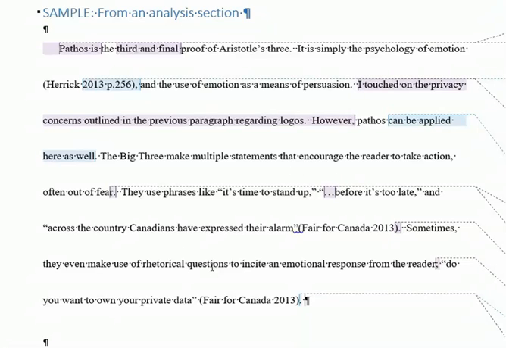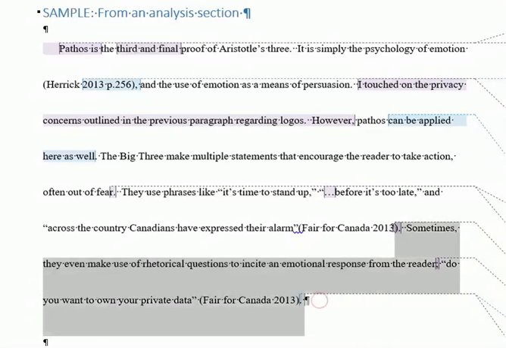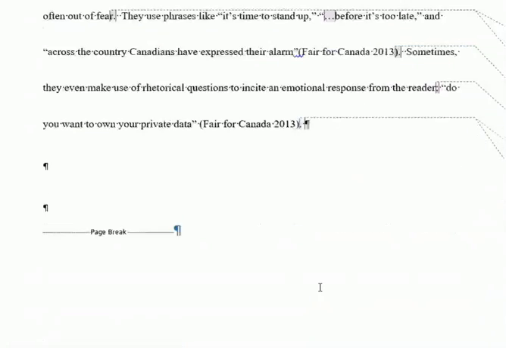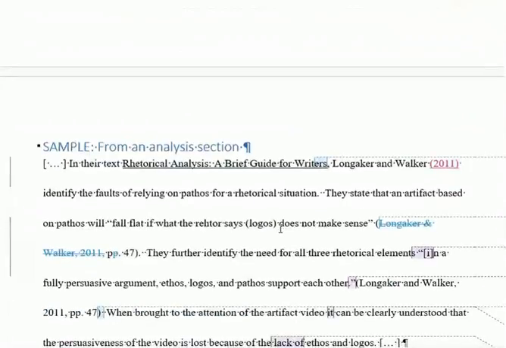Okay. It also ends with an unanalyzed quotation, and it's just providing more data, but it doesn't comment on how that supports the claim. So be careful with ending something with an unanalyzed quotation.